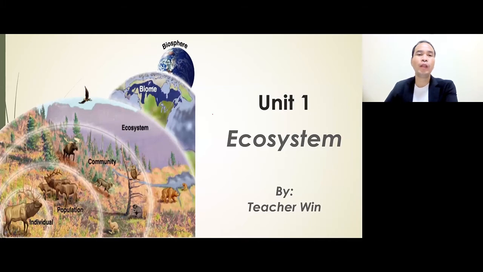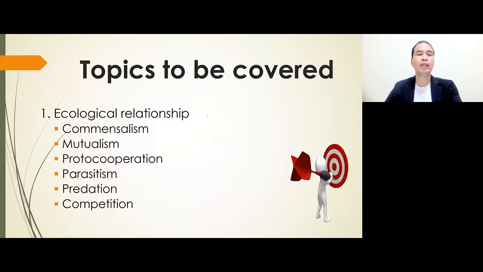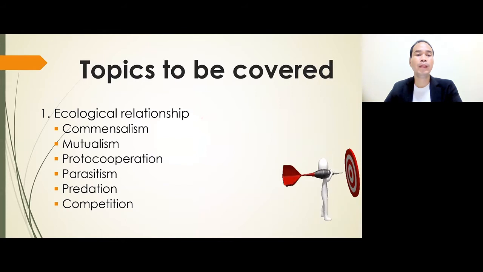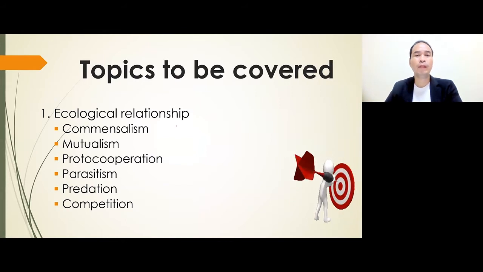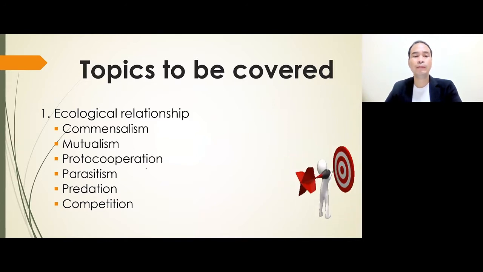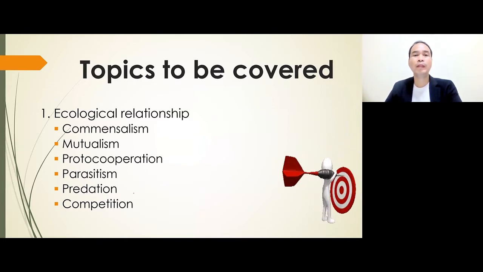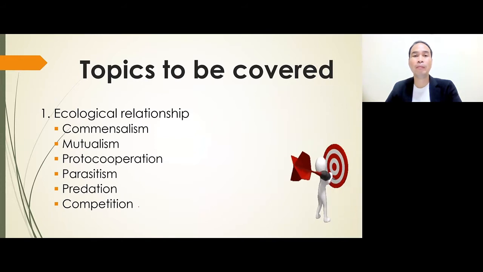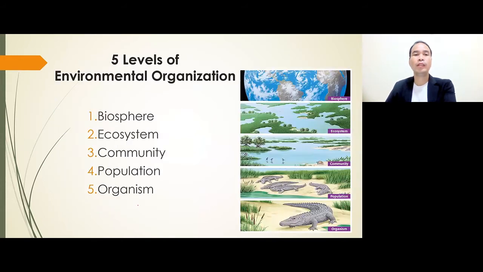In this video, we are going to learn about the ecological relationships, for example commensalism, mutualism, proto-cooperation, parasitism, predation, and competition. So, just a short review.